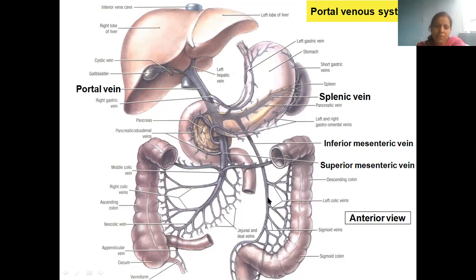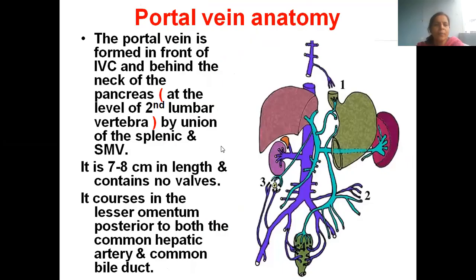If you observe this picture, this portal vein is collecting the venous blood from almost all parts of the GIT. You can see stomach, small intestine, large intestine, rectum, anal canal. So overall, for all parts of the gastrointestinal tract, the venous blood is now being collected by the portal vein. This portal vein will be rich in nutrients. Now let us see the portal vein. Whatever is shown in blue color here, that is the portal vein.